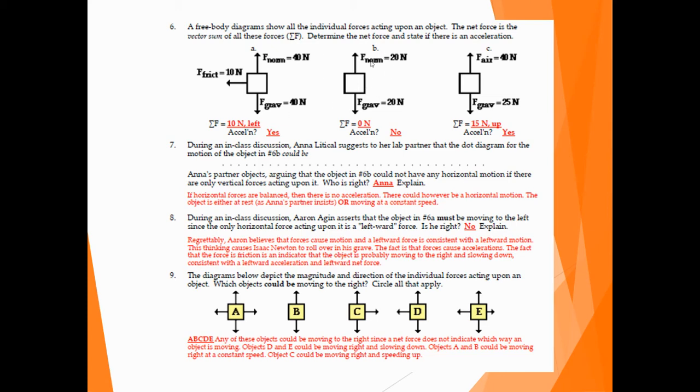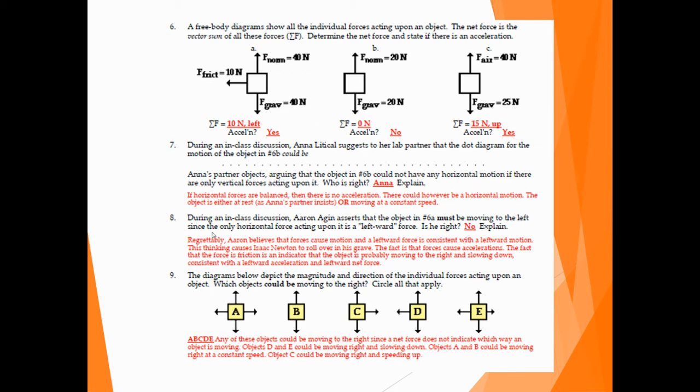6B here is balanced forces, which means that the object is either at rest or moving in a straight line at a constant speed. So this dot diagram does kind of go along with that. And Anna is right, because it could be moving in one direction or the other. But there's no acceleration, but there can be horizontal motion. So again, this is one of those tricky things. Just because we see this that has balanced forces doesn't mean the object is not moving.